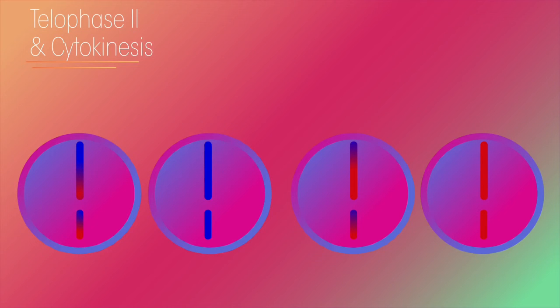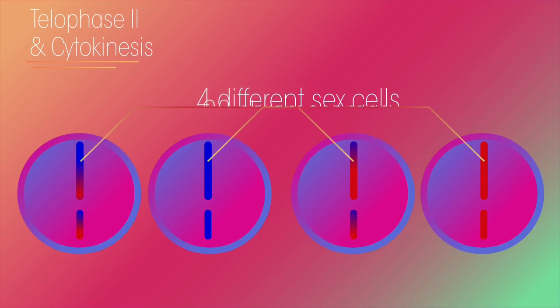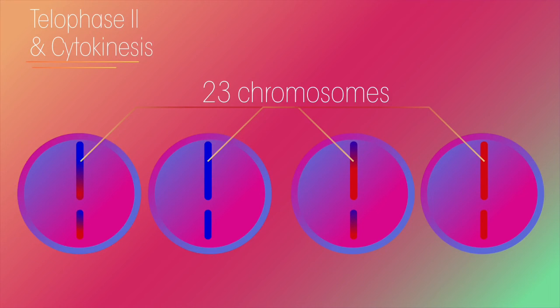The end of meiosis gives us 4 different sex cells, each with only 23 chromosomes, ready for future fertilization. But that's a story for another video.